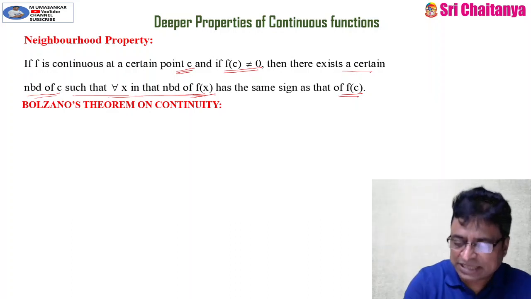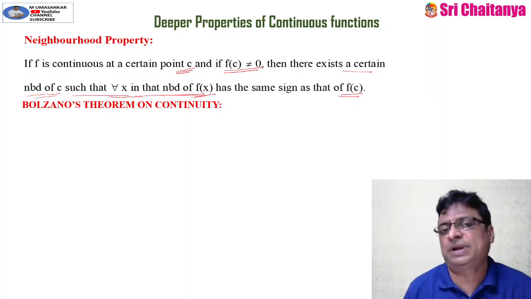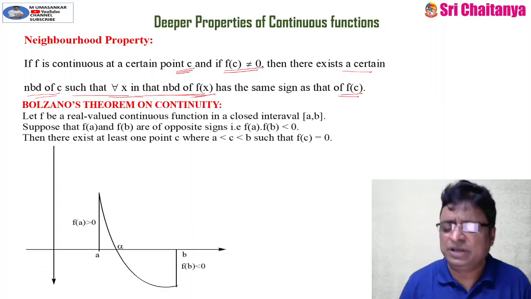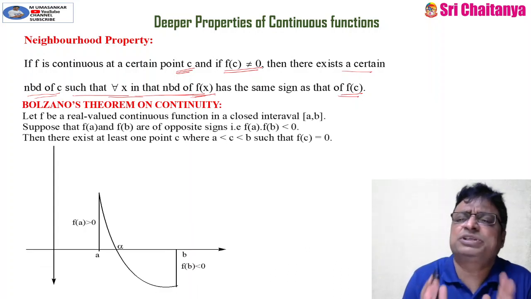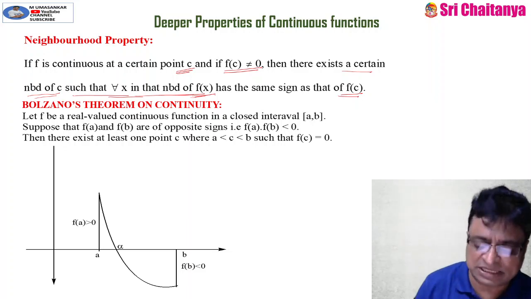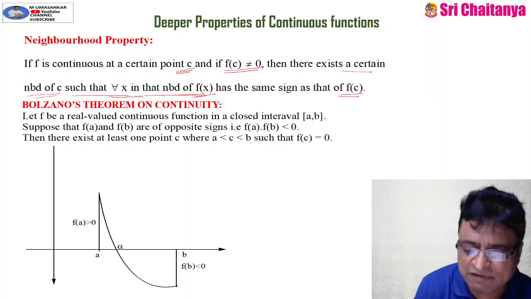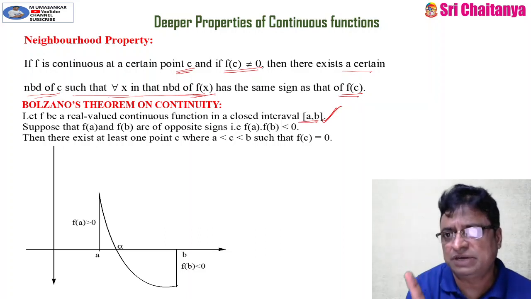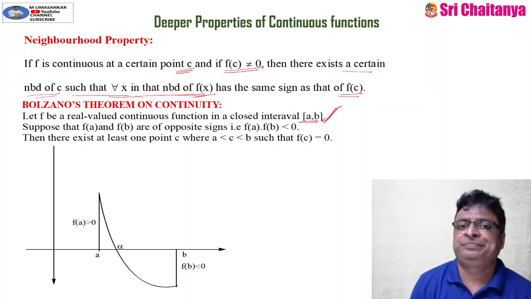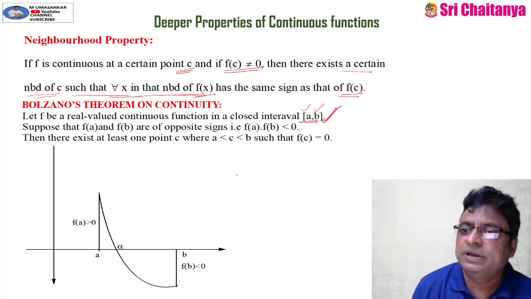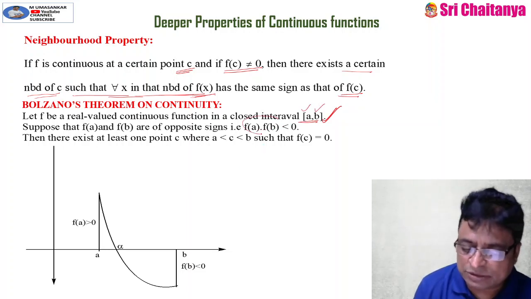It is the extension of the neighborhood property. What is Bolzano's theorem? Your favorite theorem. Several times questions were repeated on this particular theorem. See what this theorem tells. Suppose f is a real valued function defined in a closed interval [a, b]. See, this is important: your function must be defined in a closed interval. And at the endpoints, that means at a and b, the product of the functional values is negative.